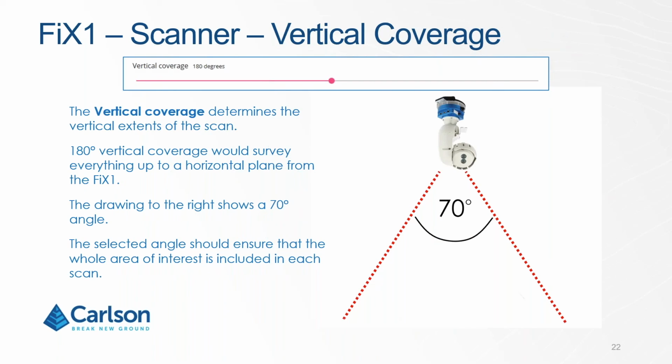So vertical coverage, just so everyone understands, is the vertical extent of the scan itself. 180-degree vertical coverage would survey everything up to the horizontal plane from the FiX1. Here's an example. When you put the value at 70 degrees, it covers an area of 70 degrees like that underneath the scanner. If you have superstructure above the FiX1 that you don't want to collect, you can limit the vertical scan extents.